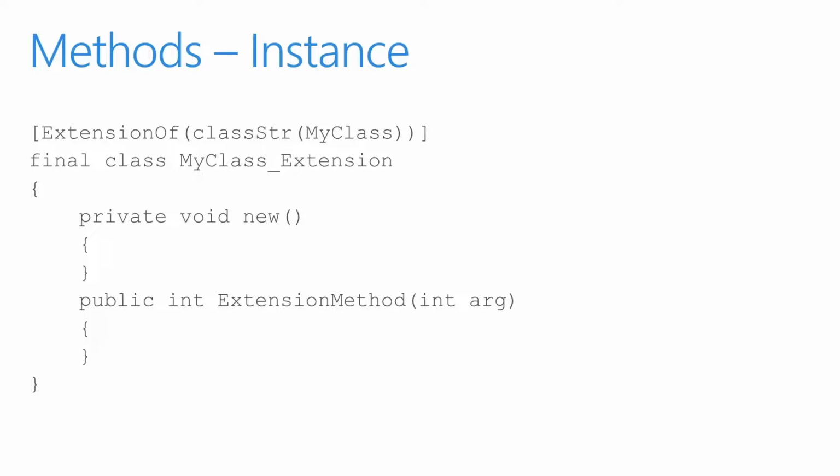This defines an extension method that is named extension method, and it augments my class. So here we can see we have our extension of, and then we have a class string of my class. And this is our extension method that we have created. Again, the public instance method extension method is defined in the extension class, so it's available just as if it were defined in my class in the context of the model where the extension class is defined. The following example shows how to call the method in the model.